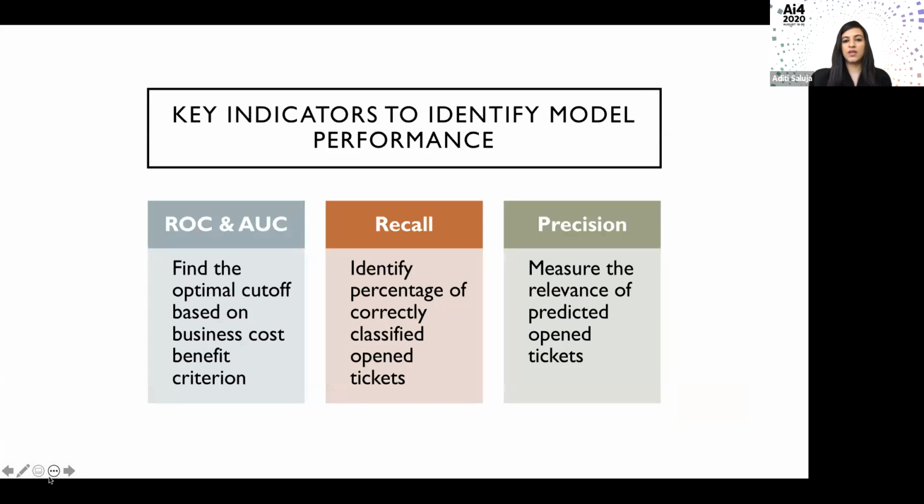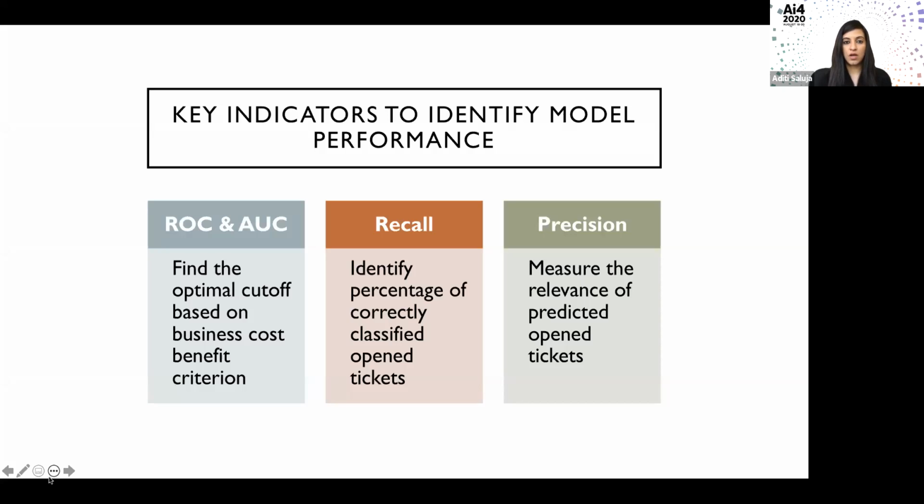Here are some key indicators that I used to identify the model performance. First was ROC and AUC. By default, the cutoff for every model is 0.5. So let's say if the probability of a customer to churn is greater than 0.5, then as per the model, the customer will churn. This is the default cutoff. And if the probability is less than 0.5, then the model says the customer is not likely to churn.